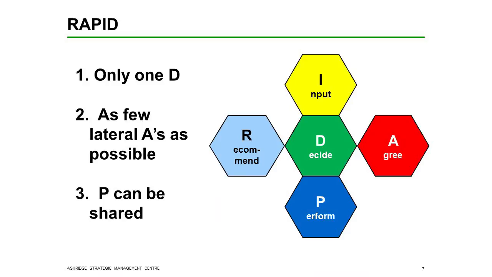If you try this tool on decisions which involve matrix structures or collaborative arrangements, and ideally if you can get the other participants to agree on who holds the D and who has other roles, you will find the relationships will work much more smoothly and the job will get done more effectively.